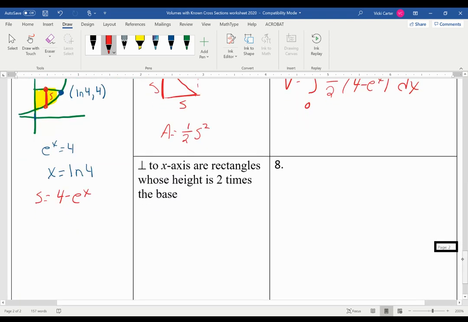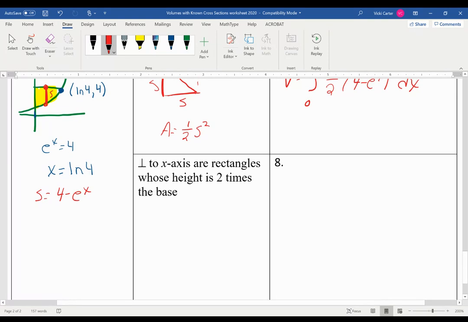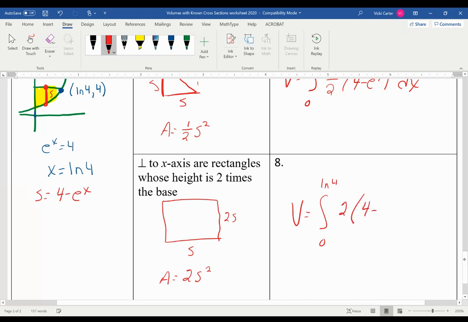Okay, the next one is perpendicular to the x-axis, a rectangle whose height is twice the base. So this time this is S, and this is going to be 2S. So our area will be 2S squared. And so our volume will be the integral from 0 to the natural log of 4 of 2 times our S, which is 4 minus e to the x, squared, dx.